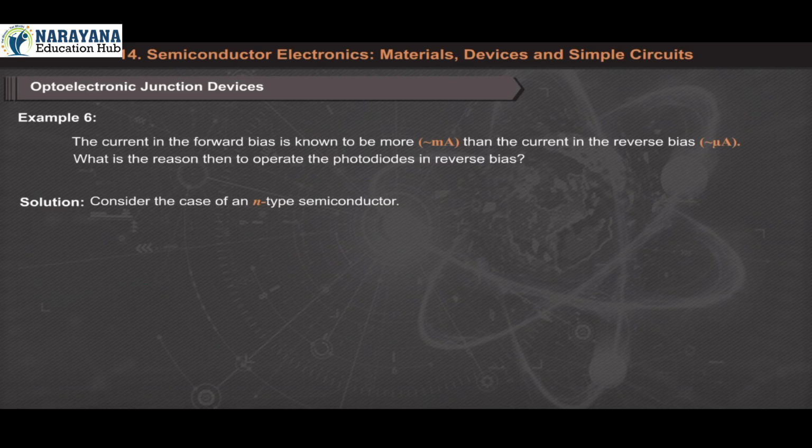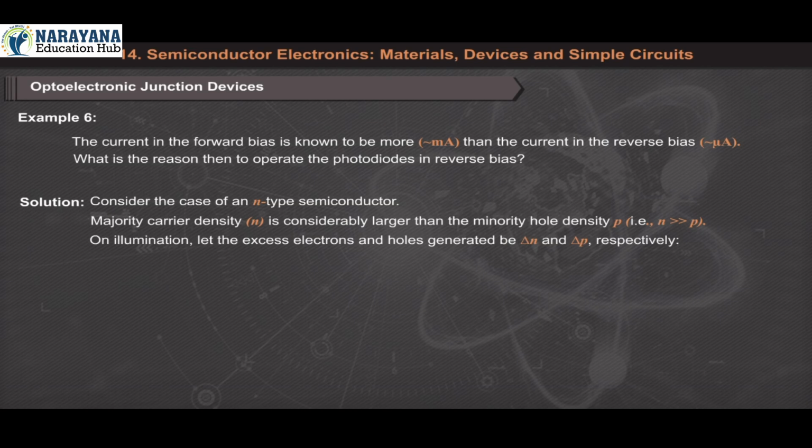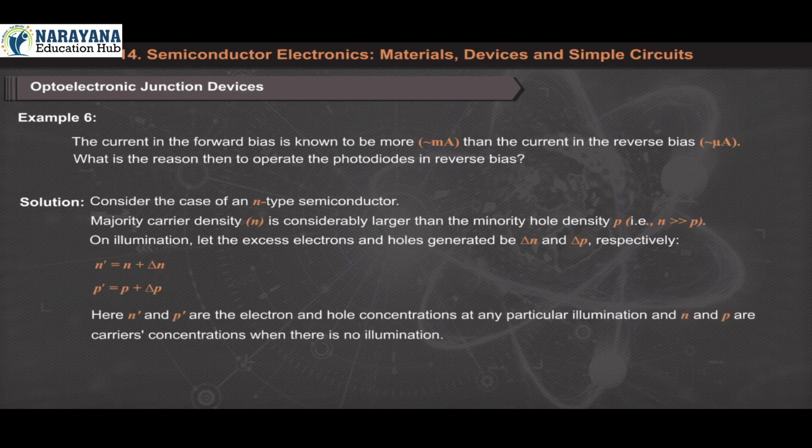Solution. Consider the case of an N-type semiconductor. Majority carrier density n is considerably larger than the minority hole density p, that is, n is much greater than p. On illumination, let the excess electrons and holes generated be delta n and delta p respectively. n dash is equal to n plus delta n. p dash is equal to p plus delta p. Here n dash and p dash are the electron and hole concentrations at any particular illumination, and n and p are carrier concentrations when there is no illumination. Delta n is equal to delta p and n is much greater than p.